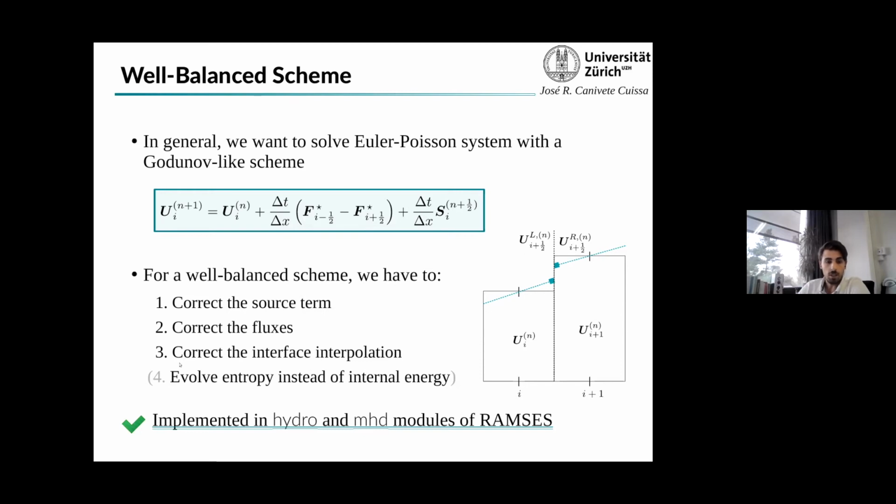And then finally, an extra trick that we use is to evolve entropy instead of internal energy, because essentially, entropy is the main quantity characterizing convection. So we prefer to really have some more precision on this than on the internal energy. And so we implemented this well-balanced scheme in both the hydro and the MHD models of Ramses. And now I'm going to present you some simulations.